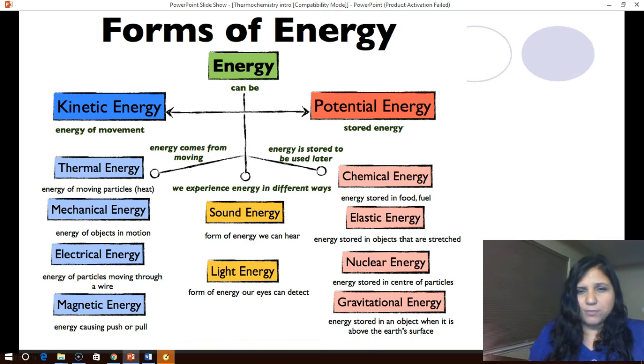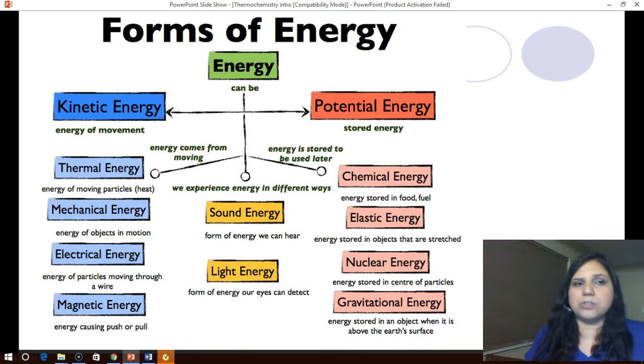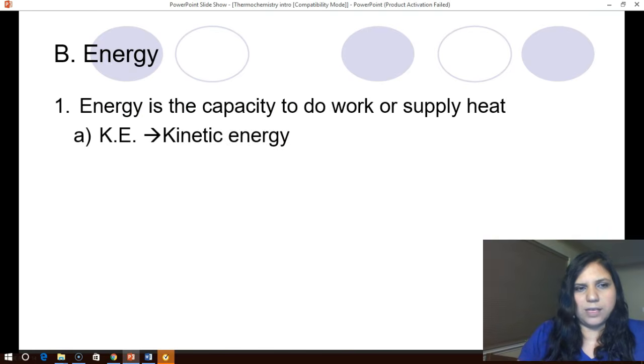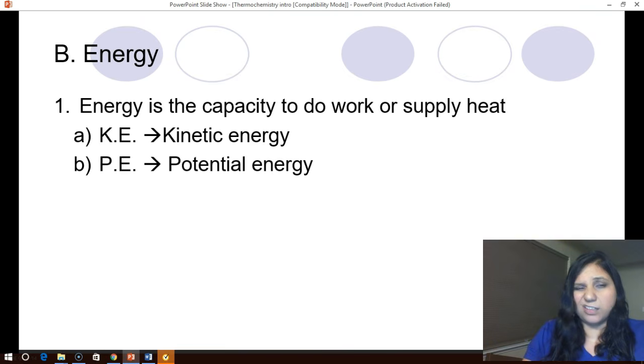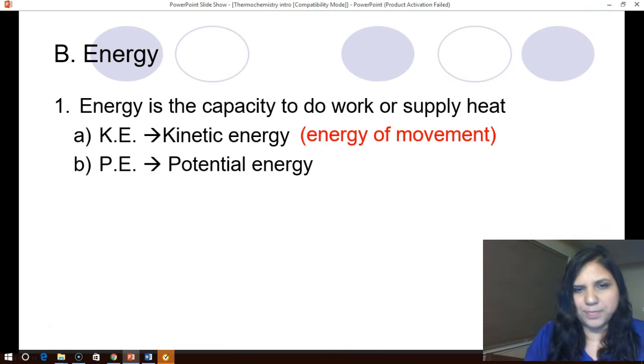All right, there are different forms of energy. You don't have to know every single one of these because we're only interested in the ones that apply towards chemistry. So the two main forms of energy here are kinetic energy and potential energy, and then there's all those different ones underneath those main headings. The two forms of energy that we're concerned with are kinetic energy, we call KE for short, and potential energy, PE for short.